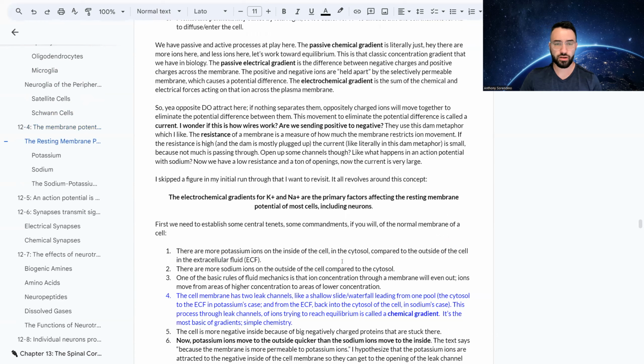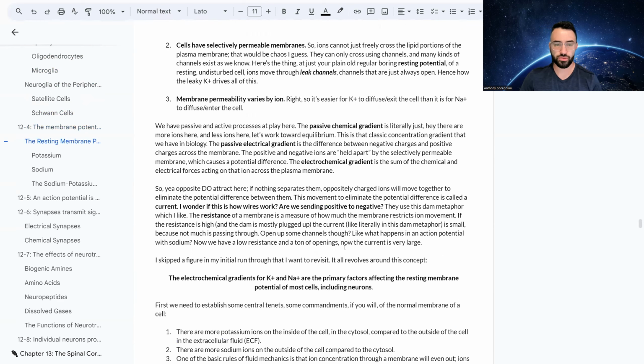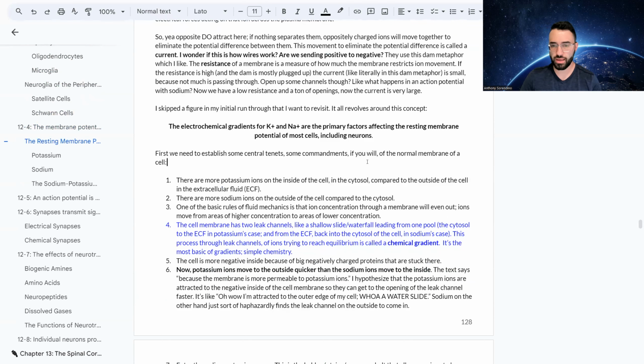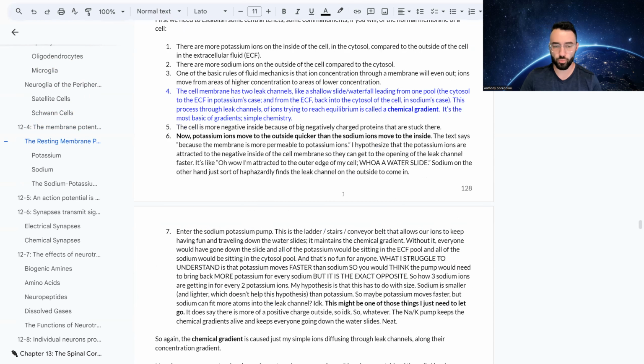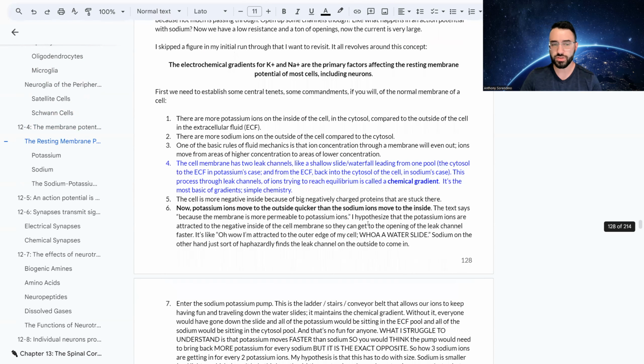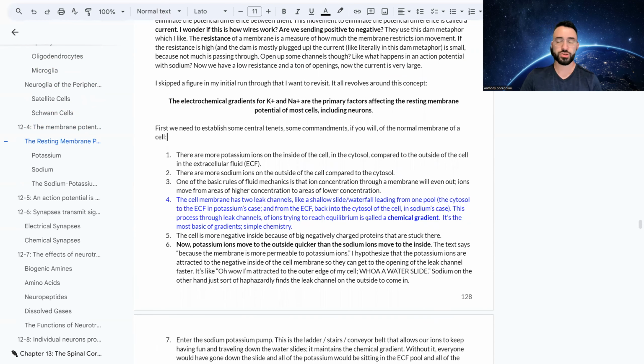I'm going to skip a lot of what I wrote earlier, and let's talk about a few of these central tenets or commandments of the normal resting membrane of a cell, which ultimately is going to look something like this. Okay. Here's the deal. This is what you need to remember. We have more potassium ions inside of our cells compared to sodium ions that are on the outside of the cells.